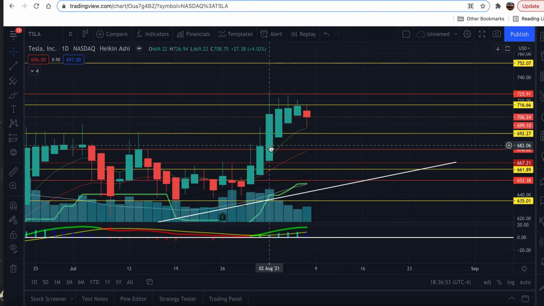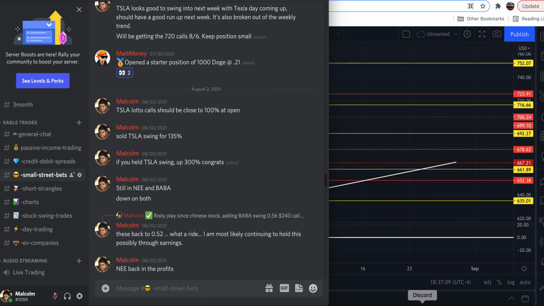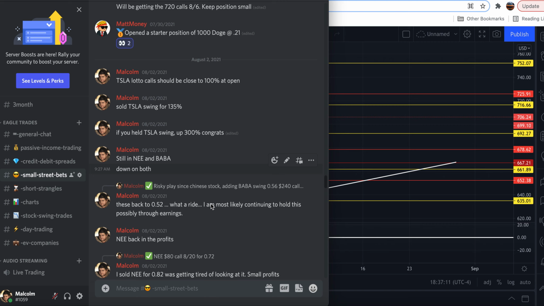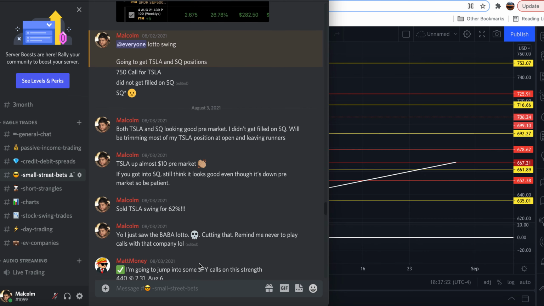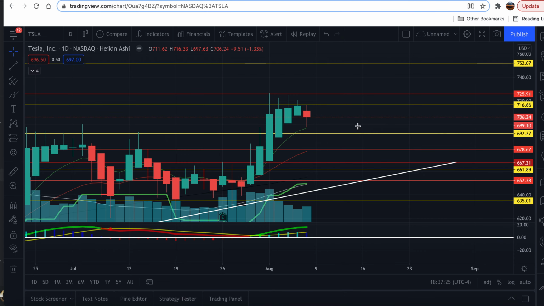On August 2nd, you can see it ended the day at 708.58. Next day it went up to about 722. So that's, if my math is good, about a $14 move for Tesla. And again, we actually did play that. Let's see, call out Tesla. Going to get a Tesla in Square positions for the next day. Sadly, did not get filled on Square. And we ended up selling it for about 62% the next day, right?